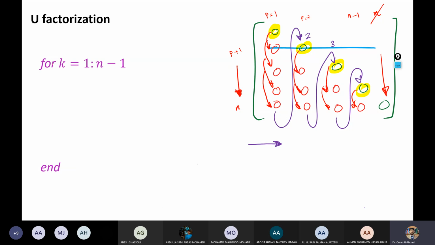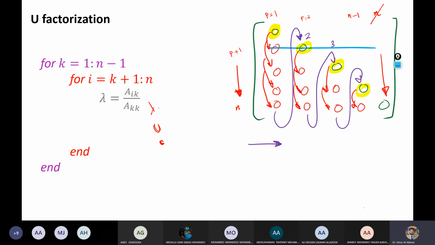And K is just an index. An index for what? For the column. The other loop is for the rows, from I equal to K plus 1, which is what we called pivot plus 1, all the way to N. What do we need to calculate? We need to calculate lambda, the elements in the U, and the elements in the C vector, right? So how do we calculate the lambda?